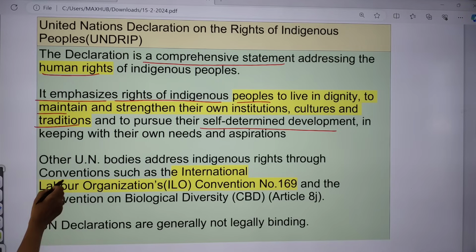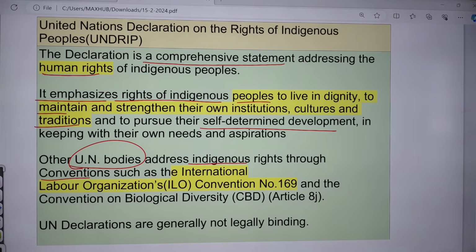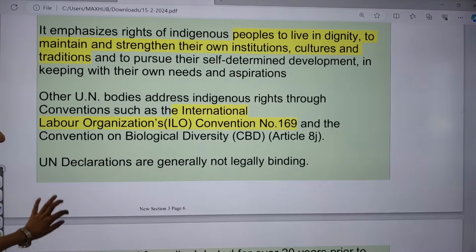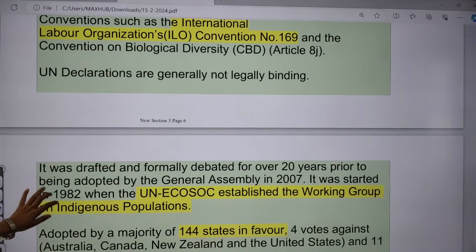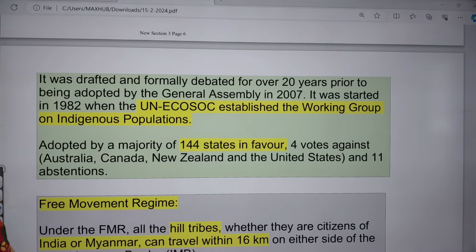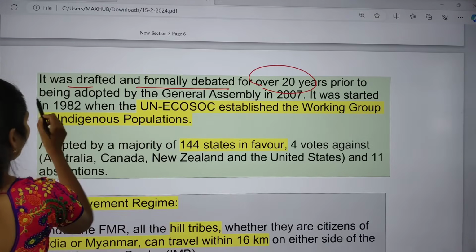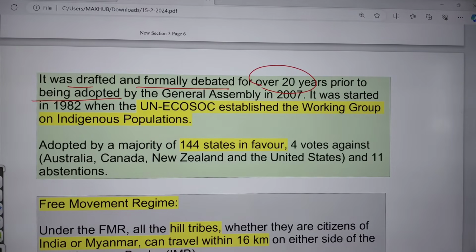Right? So other United Nations bodies address indigenous rights through conventions like the ILO, that is International Labour Organization Convention, as well as the Convention on Biological Diversity. United Nations declarations are not generally legally binding. Okay, so this is a very important thing. And next, it was drafted and formally debated for over 20 years prior to being adopted by the General Assembly in 2007. Okay, so that's it.